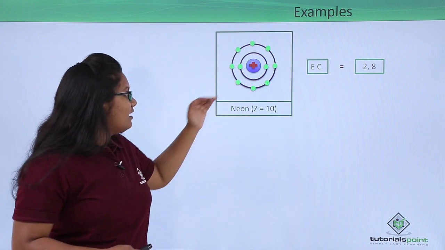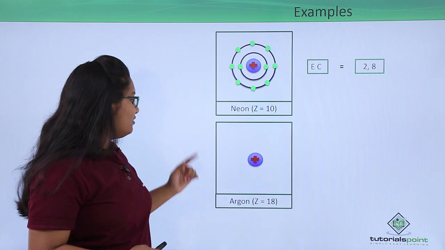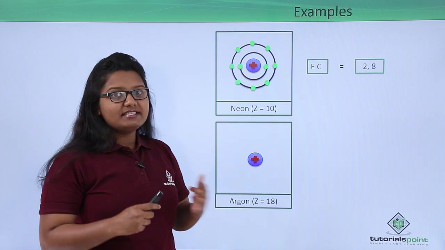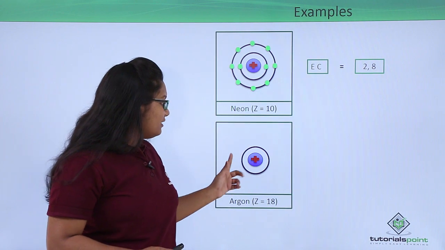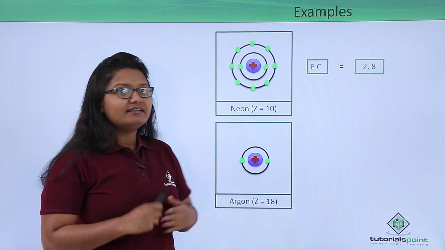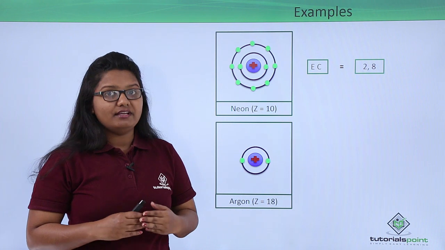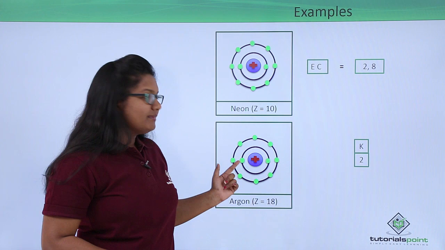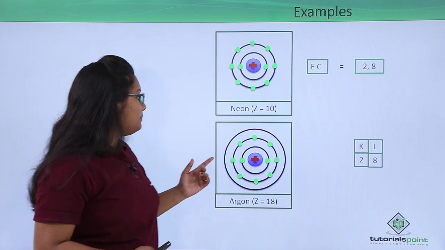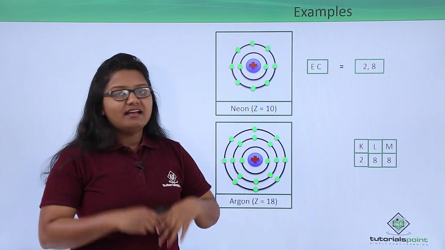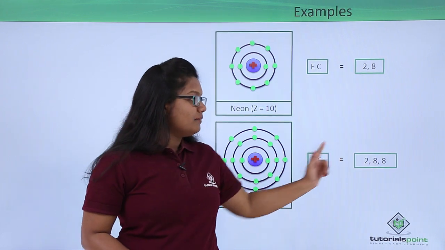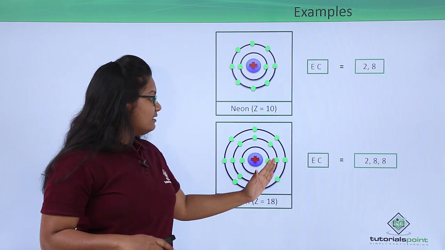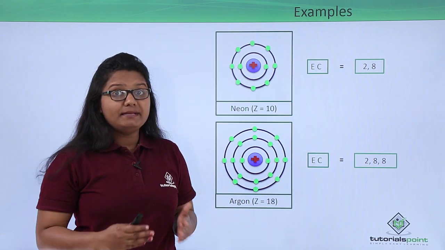Now let's have a similar example, that is of argon whose atomic number is 18. So we'll have to arrange 18 electrons here. So first we'll arrange 2 electrons in K shell and then we are left with 16 more electrons. So we'll place 8 electrons in L shell and the rest of the 8 electrons we will be placing in the next shell, that is M shell, and therefore its electronic configuration becomes 2, 8, 8. Even in this case we notice that all the shells of an argon atom are completely filled.